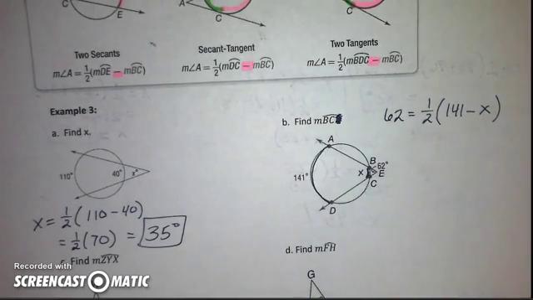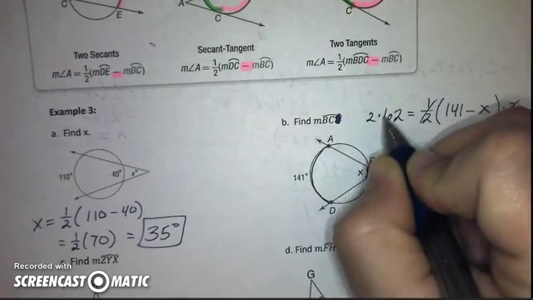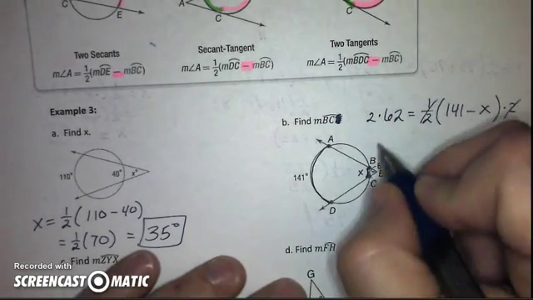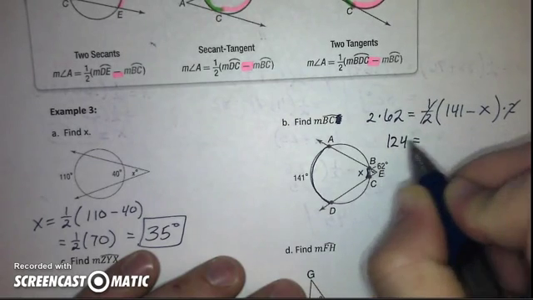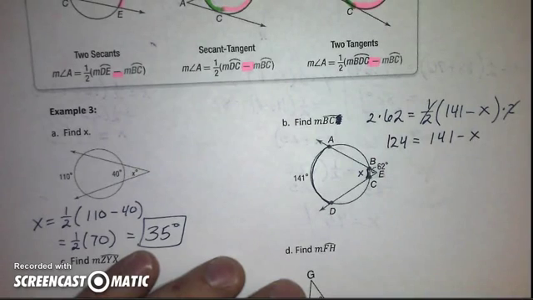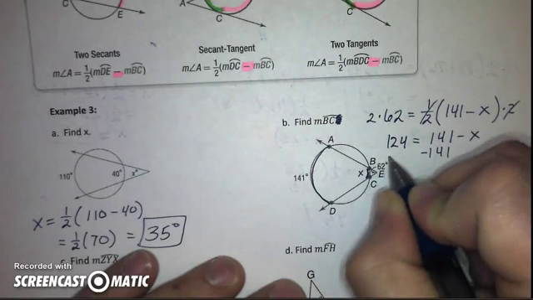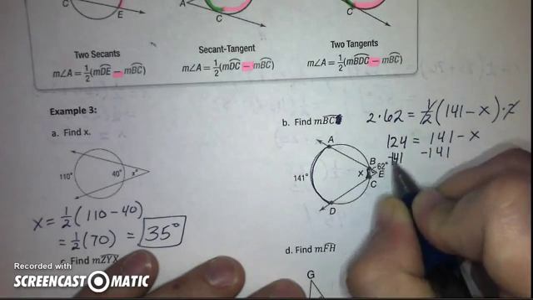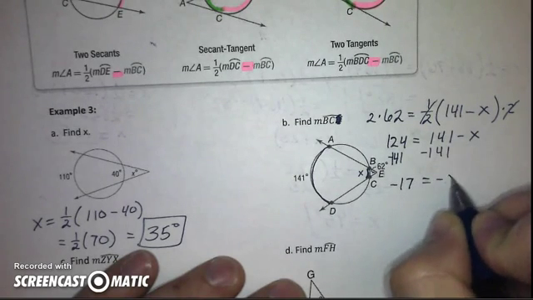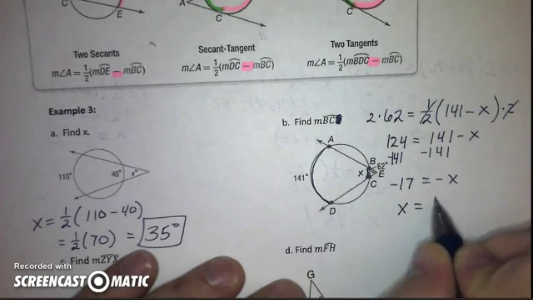Now to solve this for x, we still want to multiply both sides by 2 to cancel out the 1/2. 2 times 62 is 124. So 124 equals 141 minus x. The way I would choose to solve for x now is to actually subtract 141 from both sides. Subtract 141. And so we get negative 17 equals negative x. So if negative x equals negative 17, positive x equals positive 17.